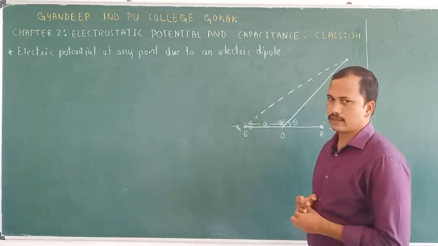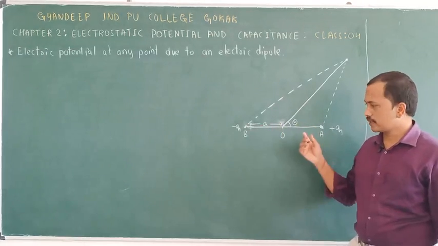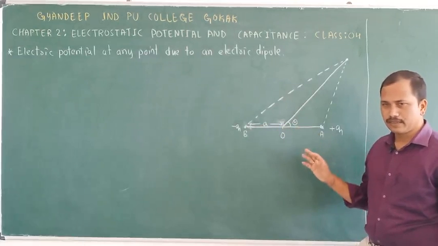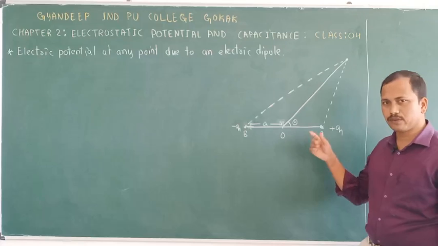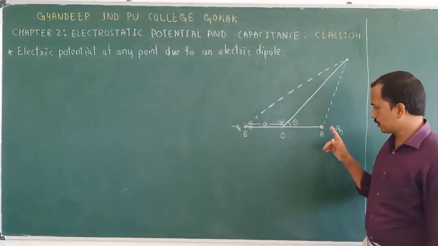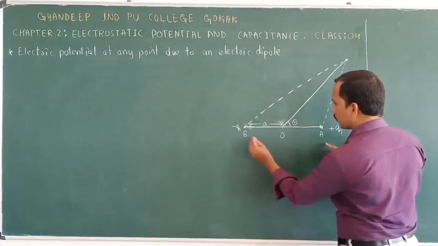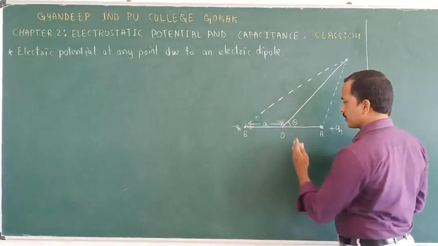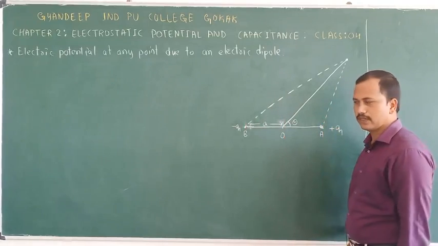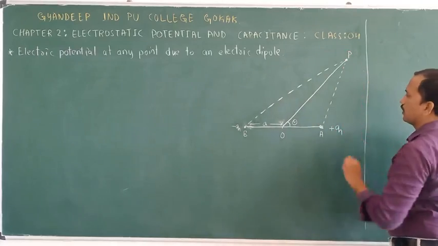So generally this is the diagram here. These two are the charges. An electric dipole means two charges of opposite sign, separated by a distance of 2a. This is the minus q charge at location B, and this is the plus q charge at location A. The total distance from A to B is 2a, the distance from O to B is a, and O to A is a. Okay, so for the line OP, you can consider the point P at any position.